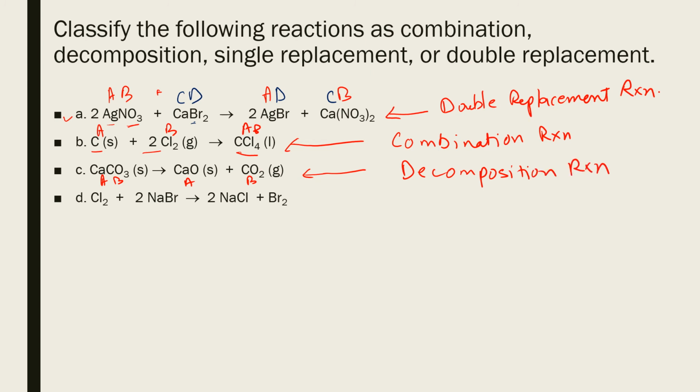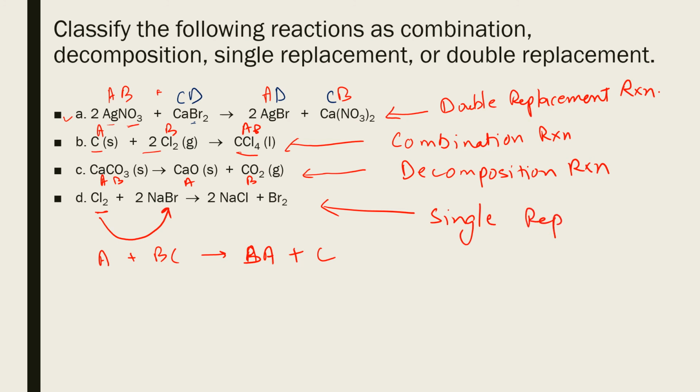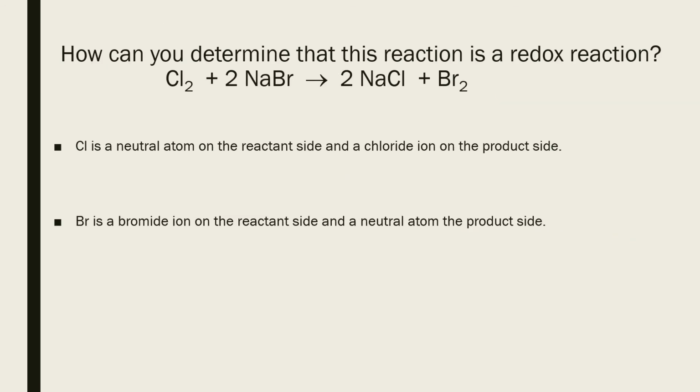And finally, the last one, where Cl is replacing the Br, so it represents A plus BC. Therefore, this is a single replacement reaction. Let's take a look at another example.